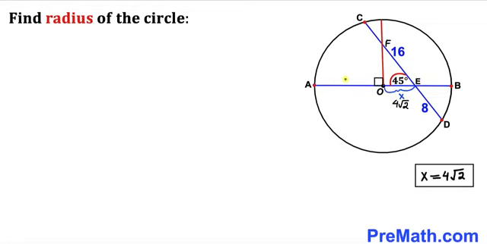And now we know that this is our radius lowercase r and this is our radius lowercase r. So that means this whole segment AE is going to be r plus this x, which is 4 times the square root of 2. And this segment EB is going to be r minus this x value, which is 4 times the square root of 2.